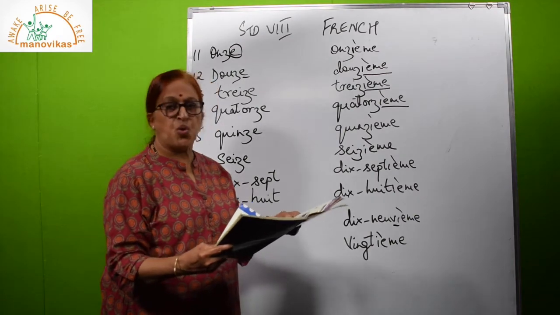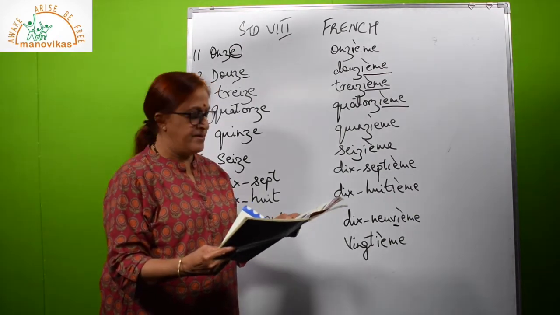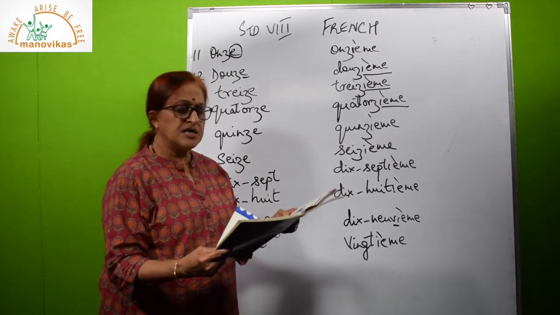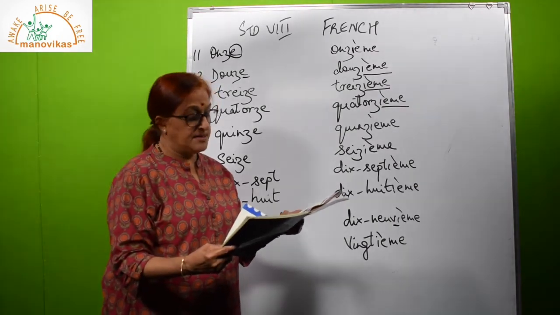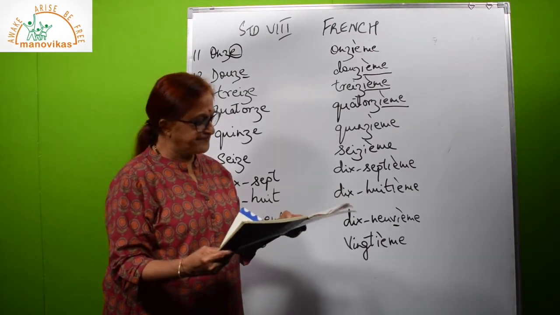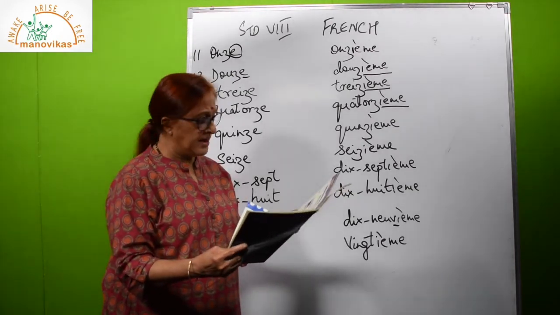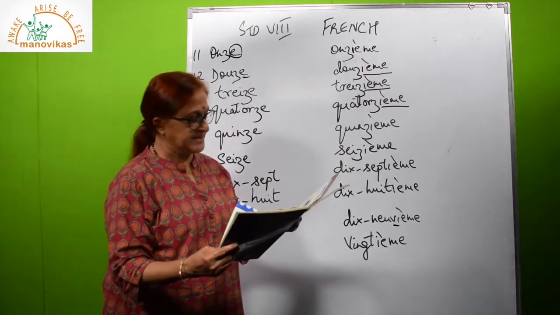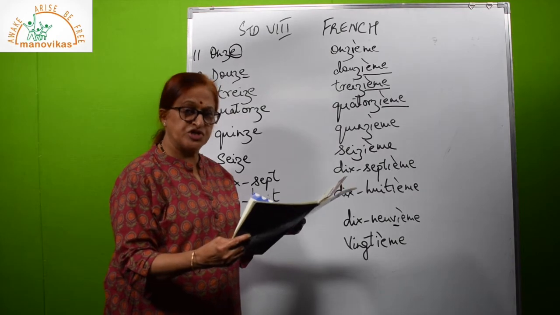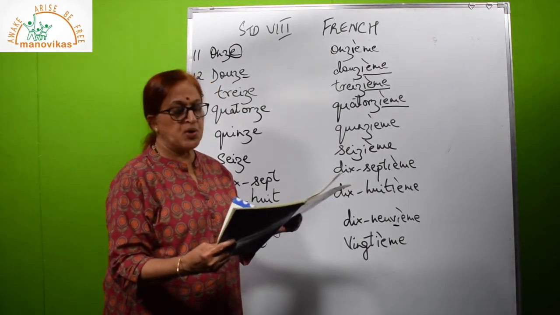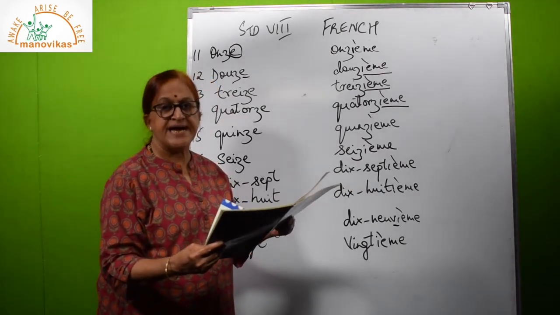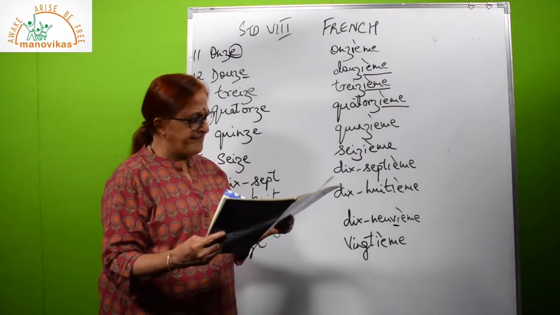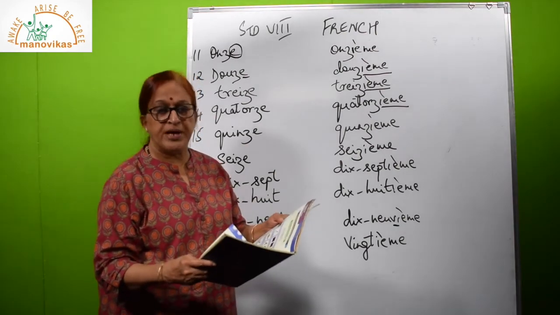Then un oiseau, a bird. Des oiseaux with an X. Un chapeau, hat. Des chapeaux with an X. Un manteau, a coat, overcoat. Des manteaux with an X. Un bateau, a boat, ship. Des bateaux. So you have seen that the nouns which end in EAU take X for the plural. Okay? So you know how to make a noun plural.